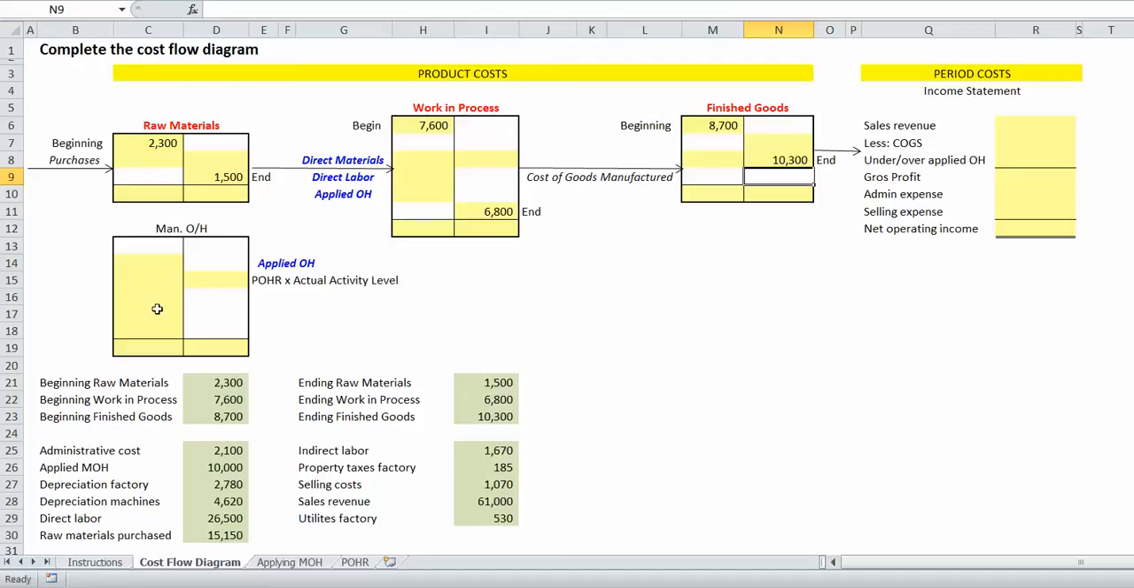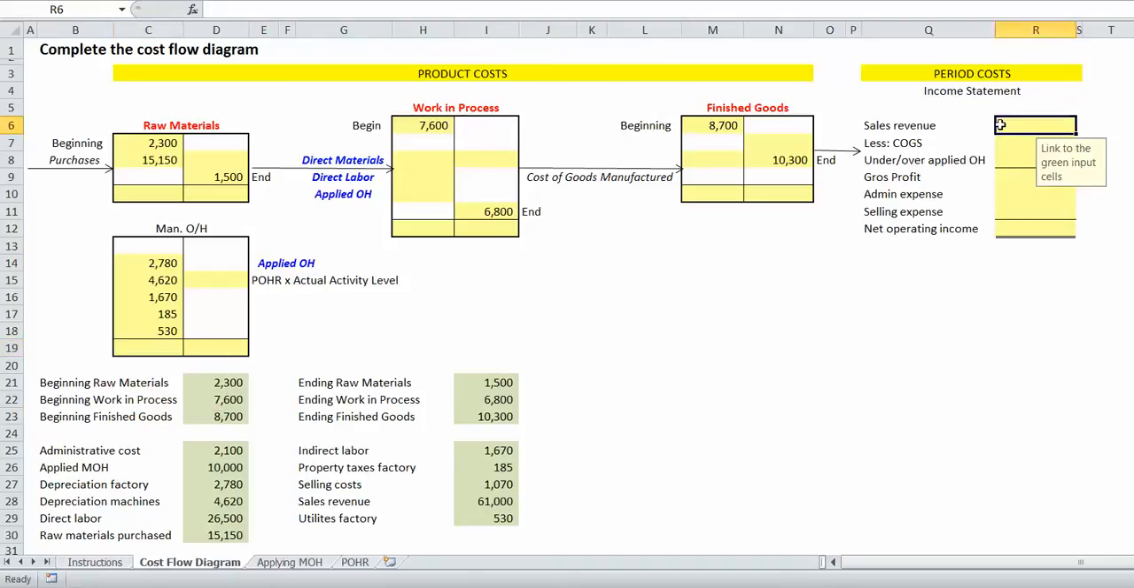Let's go ahead then and take a look at our purchases. Our purchases, raw materials purchase, $15,150. Our manufacturing overhead, we've got depreciation on the factory. We've got depreciation on the machines. We've got indirect labor. We've got property taxes on the factory. And we've got utilities on the factory.